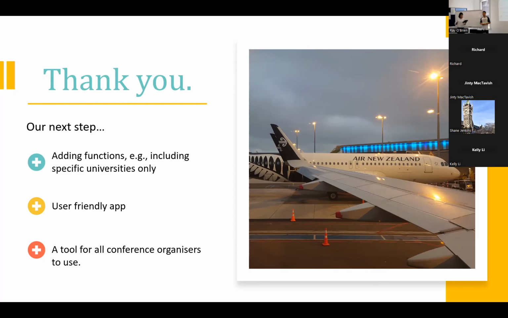We also want to make it a more user-friendly tool, like an app you can just download on your cell phone. We hope this is going to allow conference organizers to use it because it's going to be much easier for them. And I also want to explain, for example, the 2 p.m. that just showed up on the result.